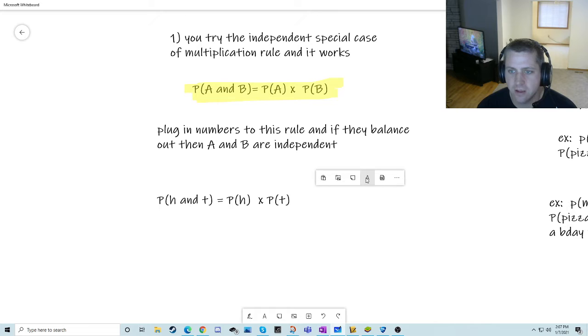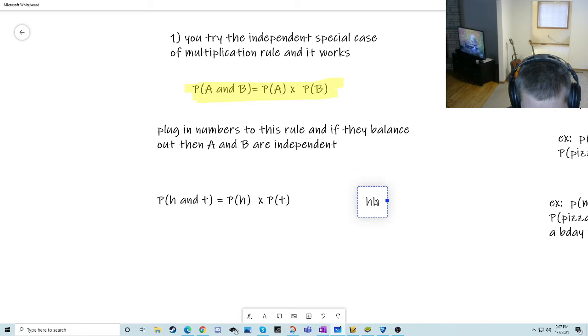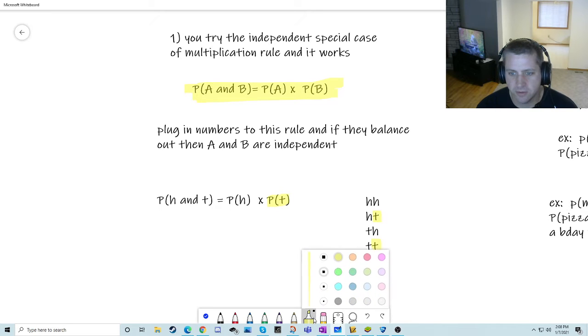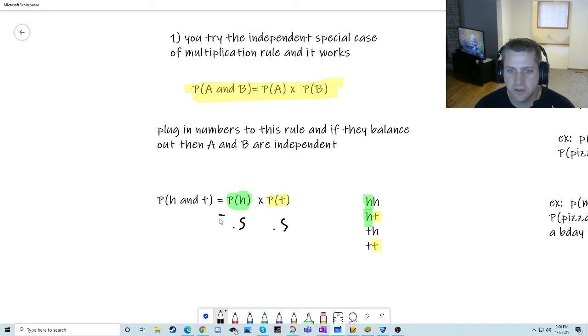So, I mean, all possible outcomes are heads, heads, heads, tails, tails, heads, tails, tails, right? So we kind of can look at it like this. You just basically see, okay, what's the probability of tails on the second throw? Well, that's those two. What's the probability of heads on the first throw? Well, that's those two. So it's 1/2 and 1/2, or 0.5, 0.5. So if that equals the probability of getting a heads and a tails when you multiply those two together, then they're independent. If they don't equal, they're not independent.